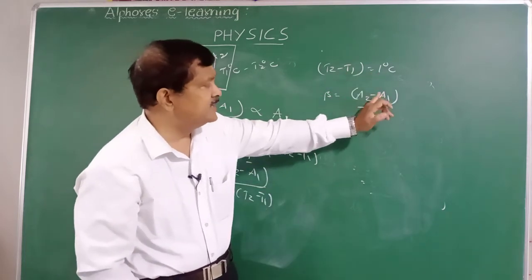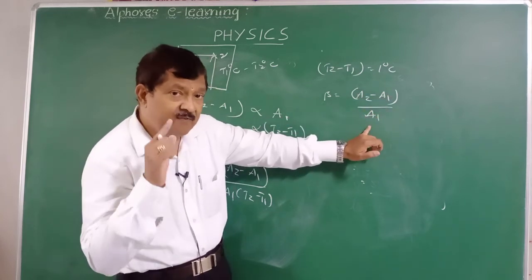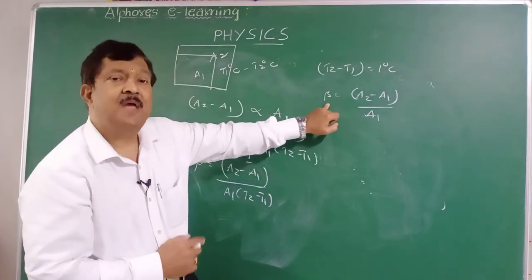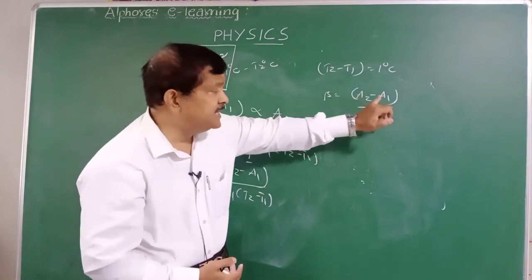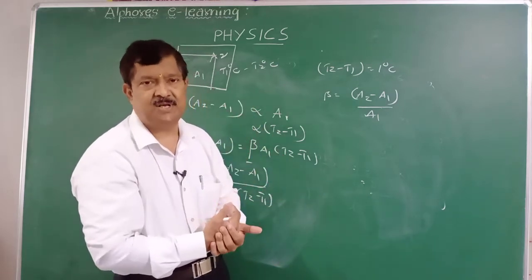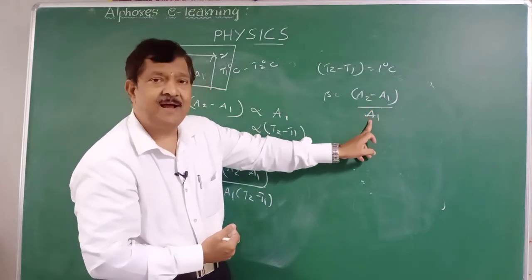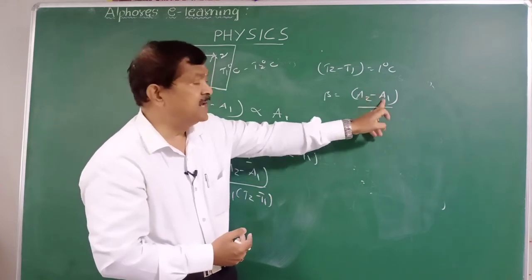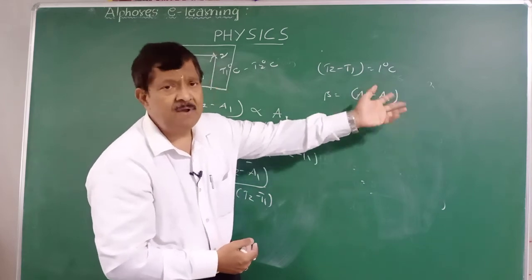So, (A2 minus A1) by A1, the ratio of change in area to the initial area per 1 degree centigrade rise of temperature, is known as the coefficient of areal expansion, beta. Or you can also say it is the change in area per unit original area per 1 degree centigrade rise of temperature. We can define it in both ways. In any way we can define.